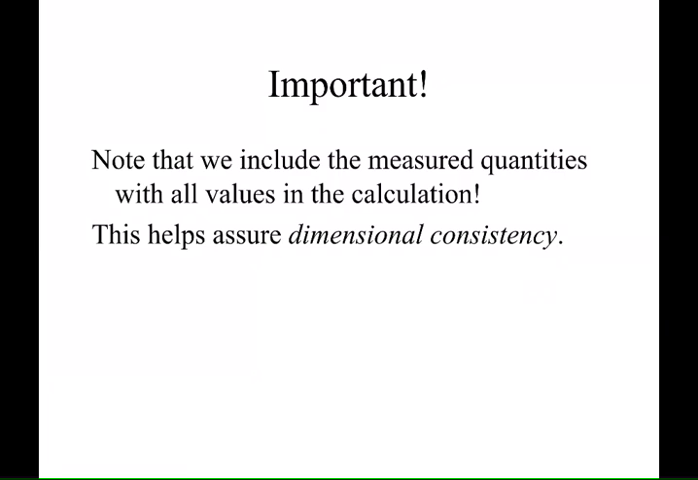Not only do we need to round correctly, but when we're using measured quantities and we use an assortment of measured quantities, we need to always have the number and the units with it. And then as we multiply or divide, those units go with the calculated value.